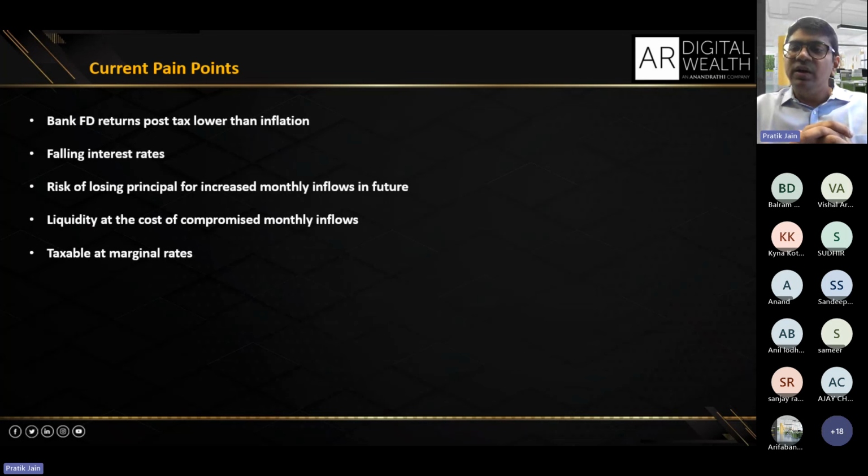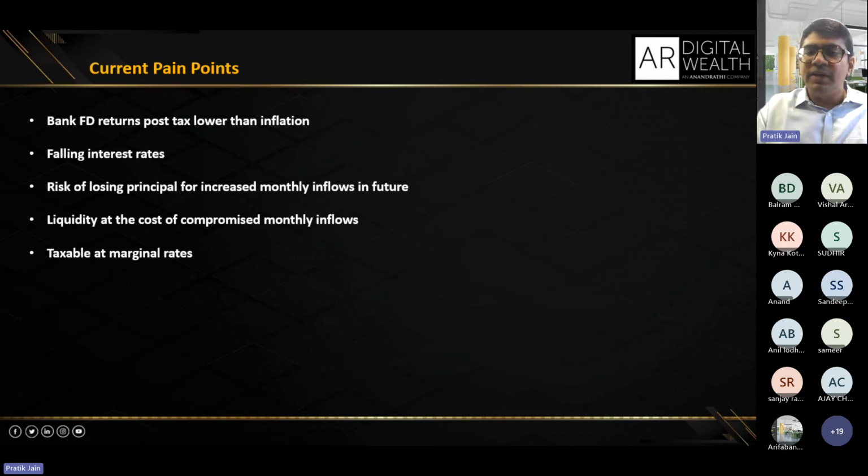lower, right? And in future, as interest rates fall, after paying tax on that as well, the corpus left over for my monthly flow will reduce even more, right? So these are the current pain points which most of the clients will have if they are dependent on an FD or the senior citizen schemes to manage their retirement.